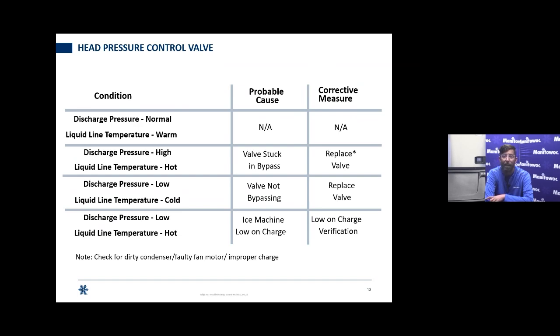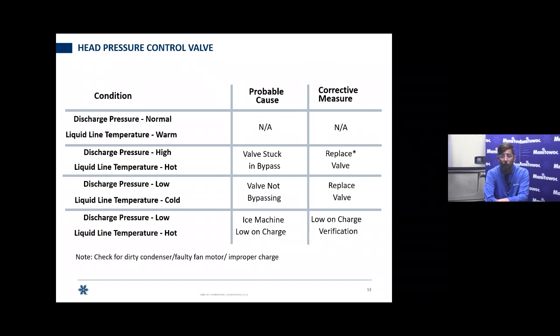It's not redirecting that flow. You need to do the same thing you did with one stuck in bypass. Recover the charge, cut out the headmaster, cut out the dryer, braze in new while purging with nitrogen, recharge to the nameplate weight. Cannot stress that enough. Ice machines are charged by weight, never by pressure.